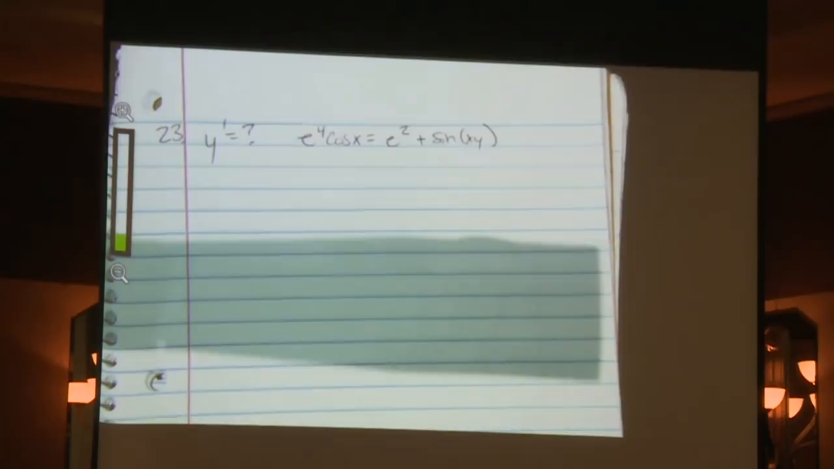Oh, I see. Zoom out or zoom in. There we go. Oh, I should have done this, huh? Thank you. Cool.